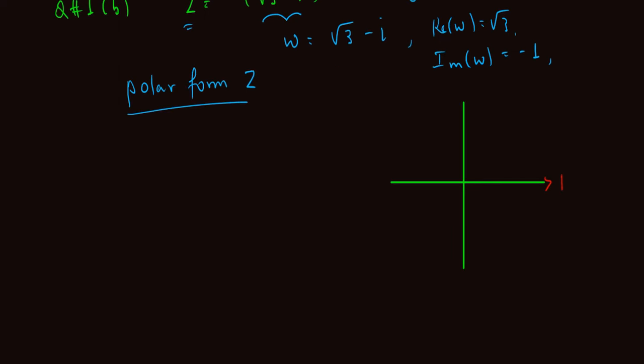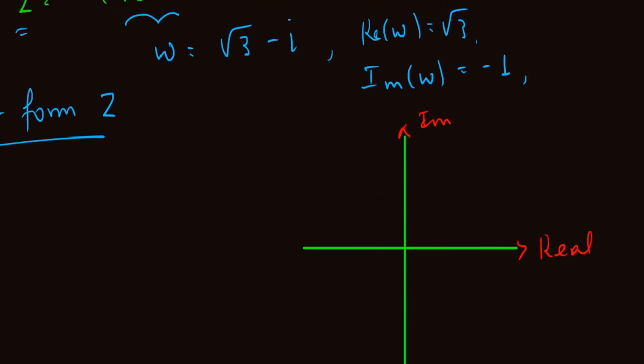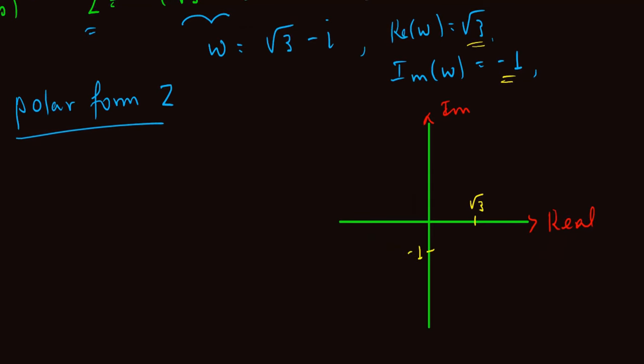So the real axis and the vertical one is the imaginary axis. We will put the real part, square root of 3, around here, and the imaginary part, which is negative, below the x-axis, which is negative i. Move parallel to the x-axis to the right and move parallel to the y-axis down. Then at the intersection, it will be the tip of your arrow, which is our complex number w. So alpha will be this one, in the fourth quadrant.